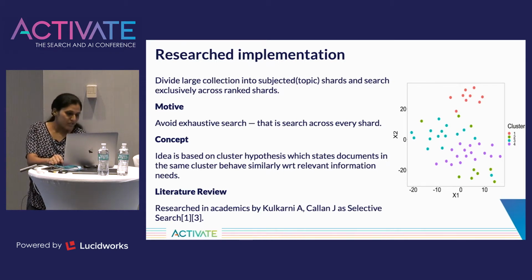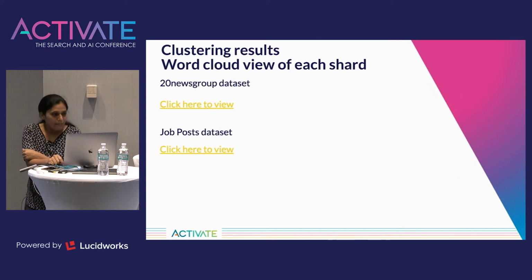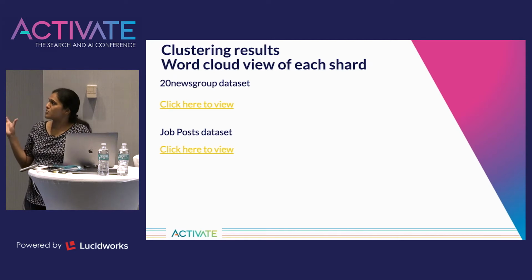So the literature review is, like I mentioned, Kulkarni and Callan, both professors from Carnegie Mellon University, who have done research on this, known as selective search. In this slide, I just want to give you a view of the word cloud after distributing the related documents in each shard.